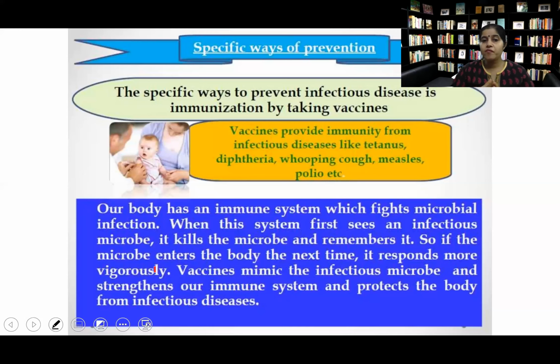Vaccines mimic the infectious microbe. And what is the role of vaccine? Vaccines mimic the infectious microbe and strengthen our immune system. What is the role of the vaccines we take during the immunization process, yearly or monthly? They mimic the infectious microbes, boost up your immune system, strengthen it, and protect your body from infectious disease. So immunization is very important for everyone.